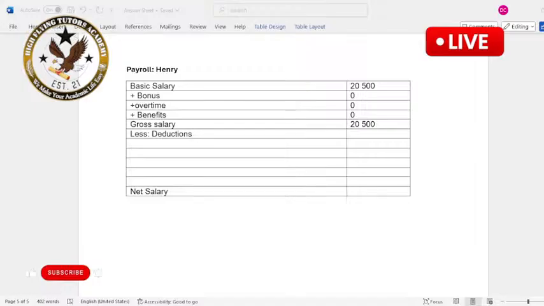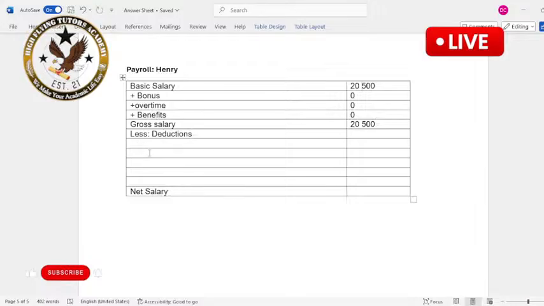Because you need to have a better understanding of the formula. To that basic salary, you have to add bonuses. We don't have that for Henry. We have to add overtime. We don't have it. We have to add benefits. We don't have them. So it remains the same as the gross salary that was given there.